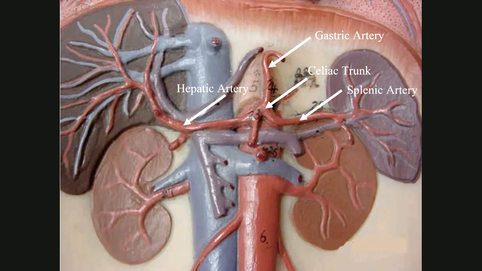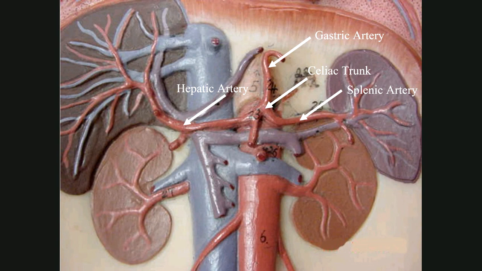Those 3 branches, one of them is going to go up to the stomach. So it goes up to the stomach. It's called the gastric artery. One of them is going to go to the right, and it's going to go to the liver. Another name for liver is hepatic. And so this is called the hepatic artery. And then the third one is going to go to the left, and it's going to go to the spleen. And so it's called the splenic artery.